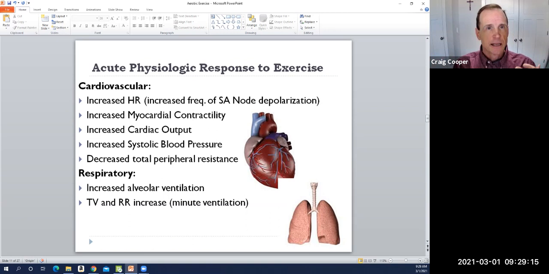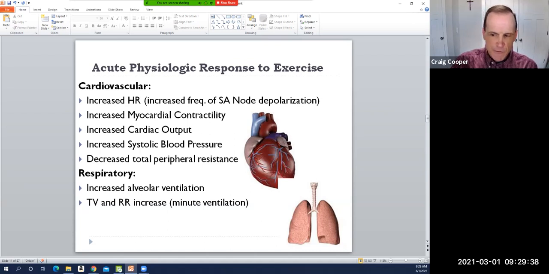And if we're not getting good gas exchange in the alveoli, there's a lesser diffusion gradient that causes the CO2 to want to leave the bloodstream and help with homeostasis. So tidal volume and respiratory rate will increase. That will increase our overall amount of ventilation, and that should also increase the amount of alveolar ventilation.